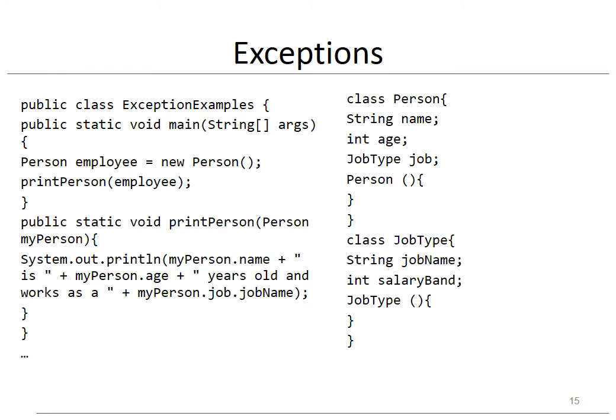Here you can see another example. We extended our previous example with a new class JobType with two characteristics, job name and salary band, together with an empty constructor. We also added a job variable to the class Person, which is of data type JobType. What do you think will happen if we execute this code?